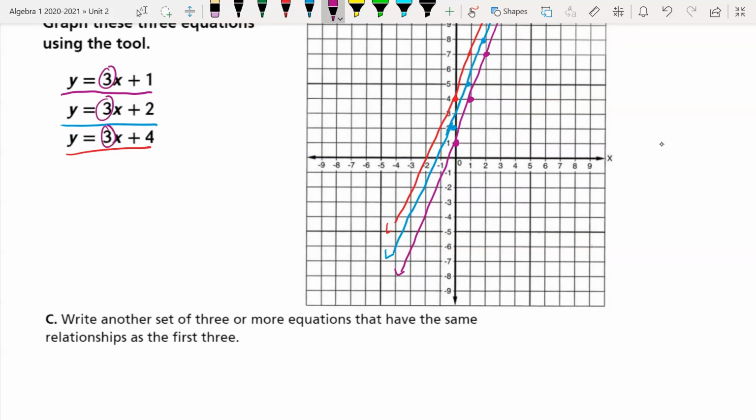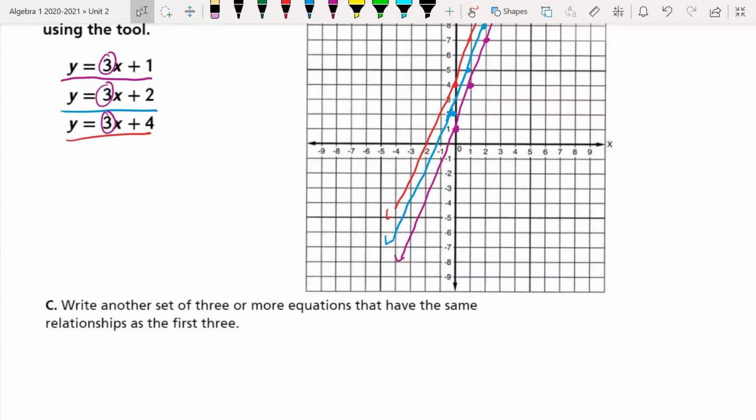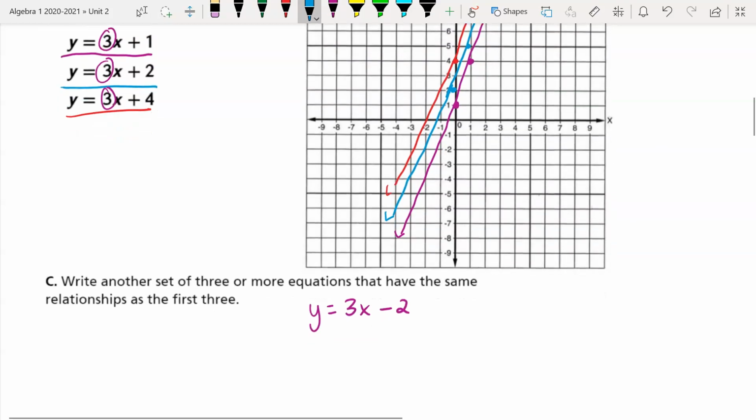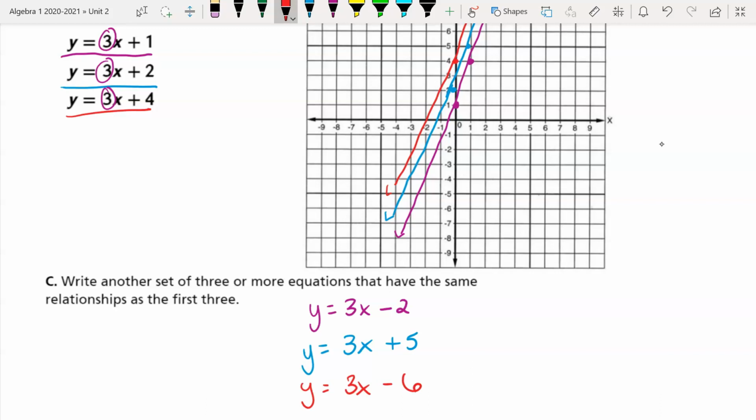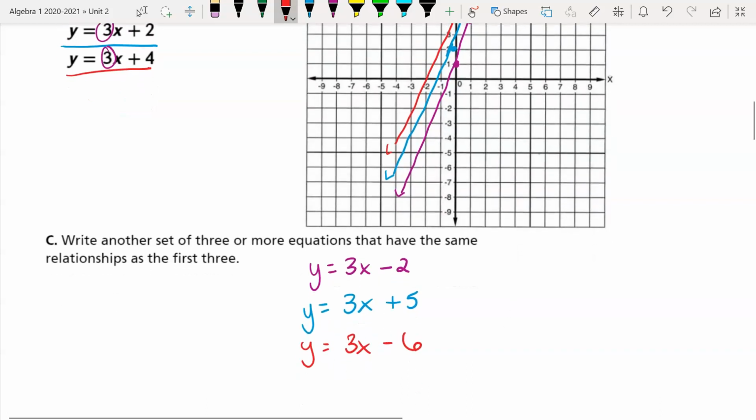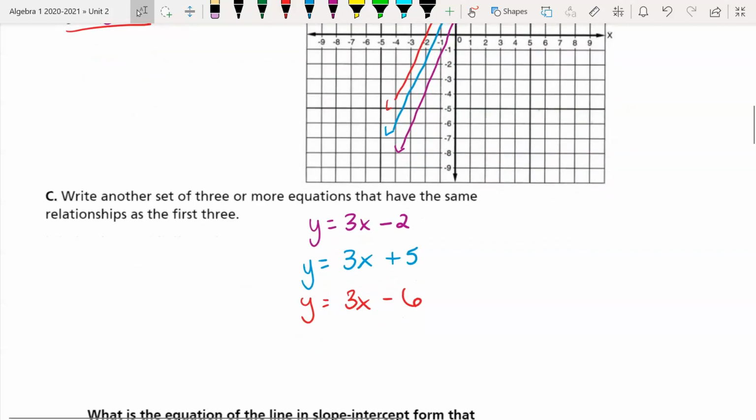So let's write an equation that has the same relationship as the first 3. Okay, I'm asking that you guys write 2 more. Here are just 3 that I came up with. Again, you're going to have already come up with 2, but notice they all have the same slope.